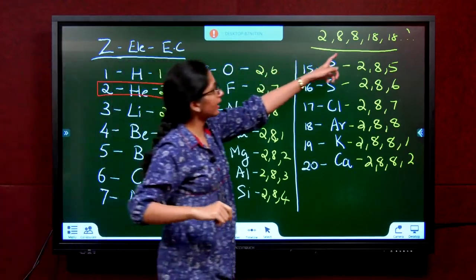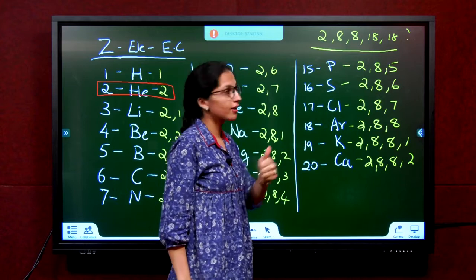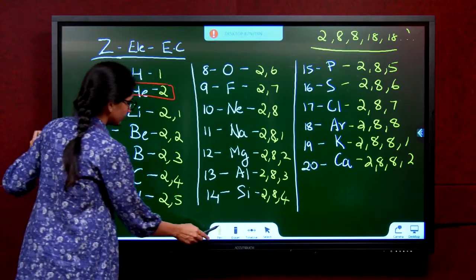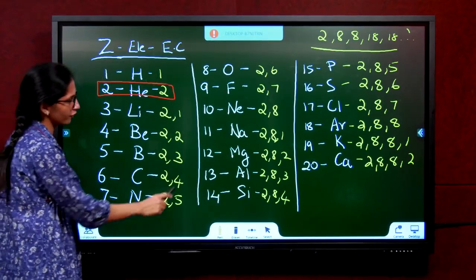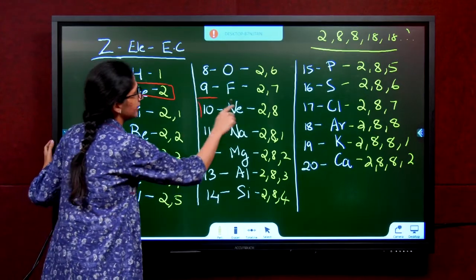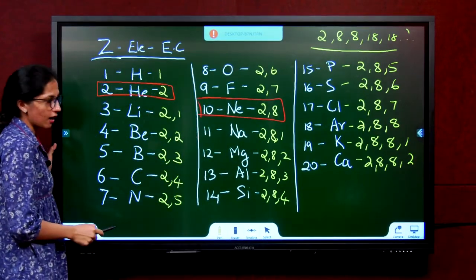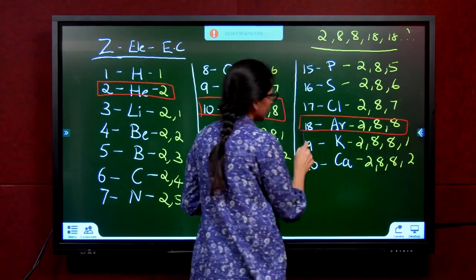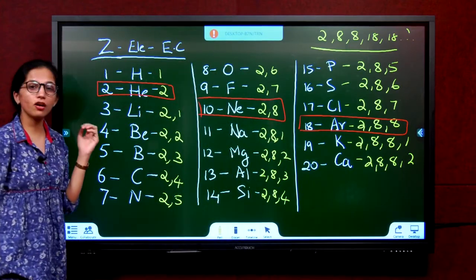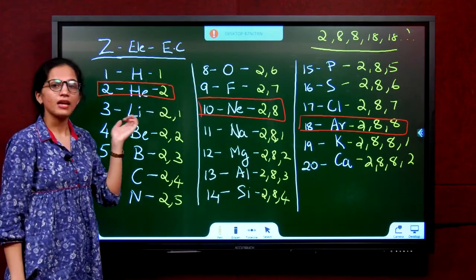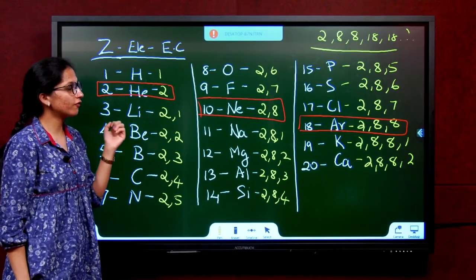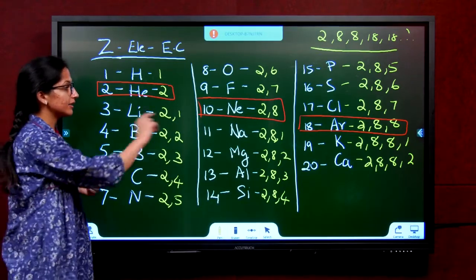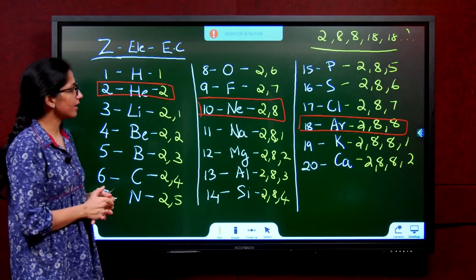2, 8, 8, 18, 18, satisfied. 2, 0, 0 satisfied, 2, 8, 0, 0 satisfied. So the next combination that you find where it is completely stable is neon. After neon, we find 2, 8, 8, argon. These are three examples of noble gases, three examples of inert elements, three examples of inert gases. There are more examples among the first 20 that you have to learn by heart. These are the three examples where your elements are inert.